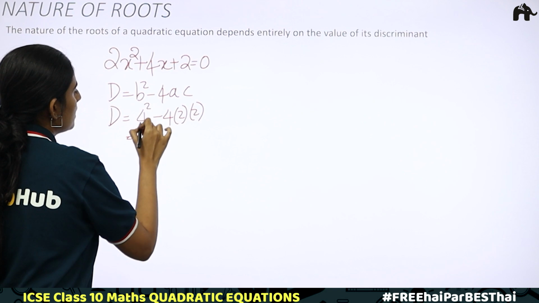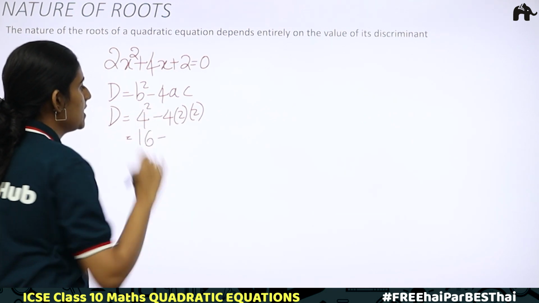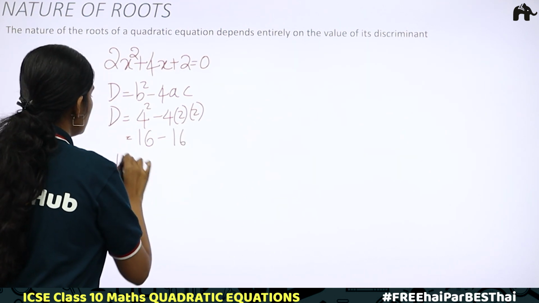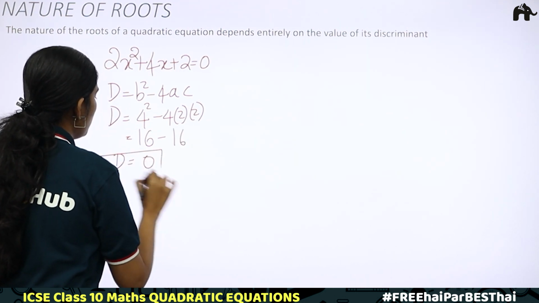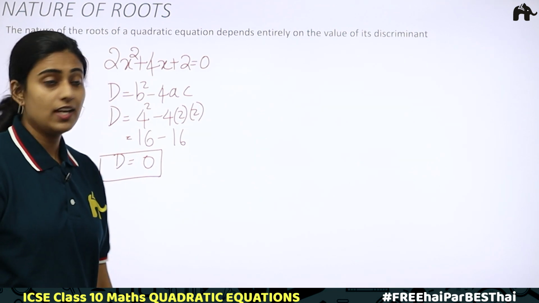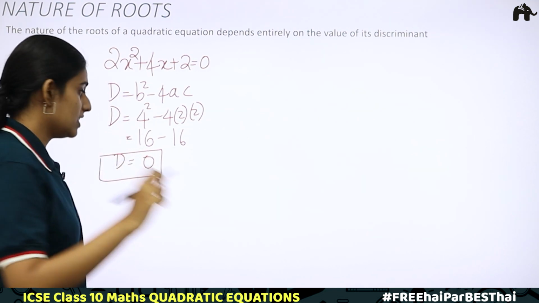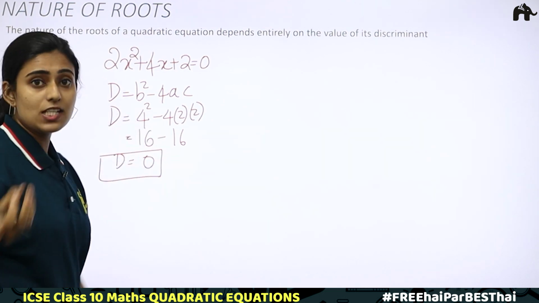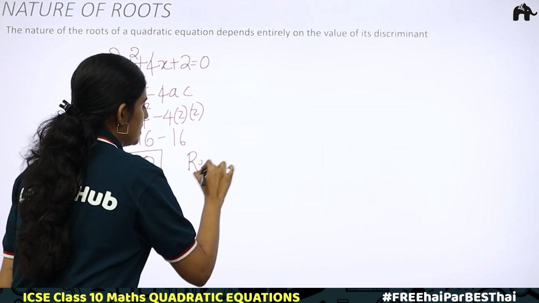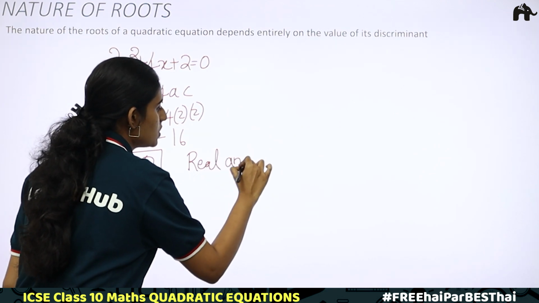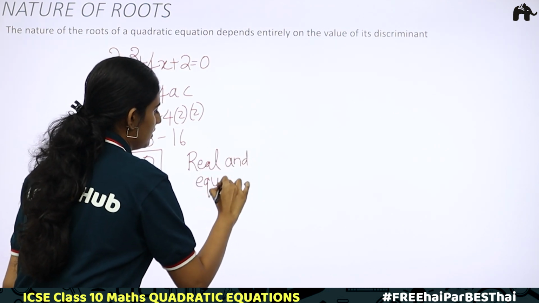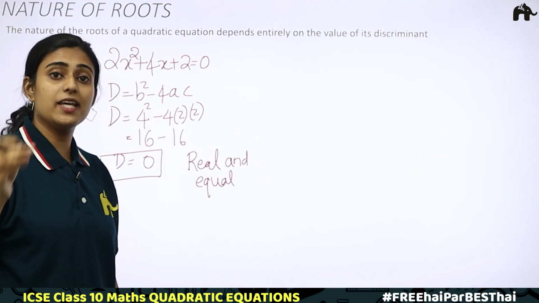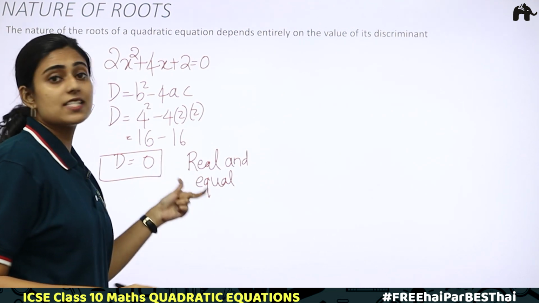That is 4 square 16 minus 4 into 2 into 2, which is 16. You are getting D is equal to 0. What happens if D is equal to 0? When D is equal to 0, we will be having two roots for the quadratic equation. These roots are real numbers, real and also they are equal. If one root is equal to 2, then the other root is also equal to 2. We will be getting the same number, and these numbers are real numbers.